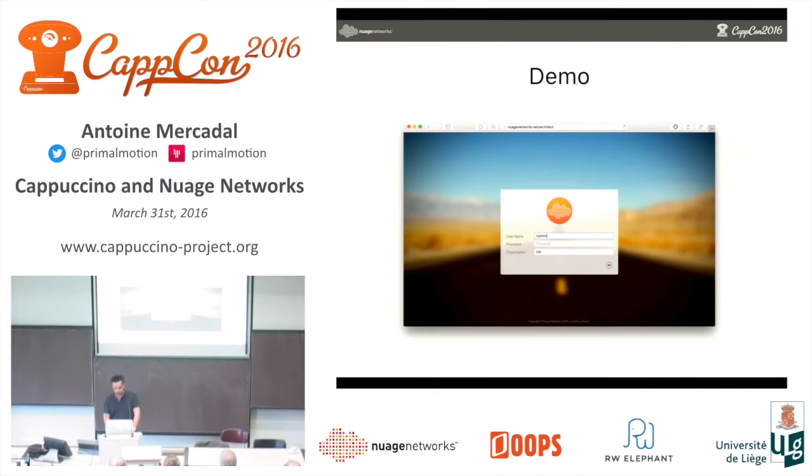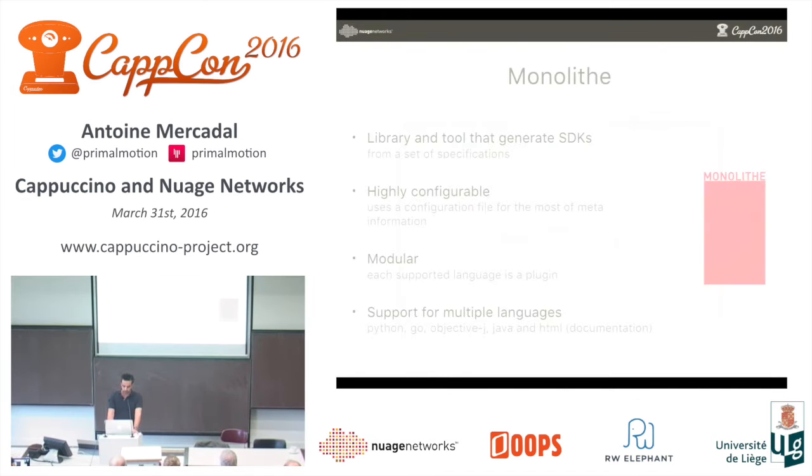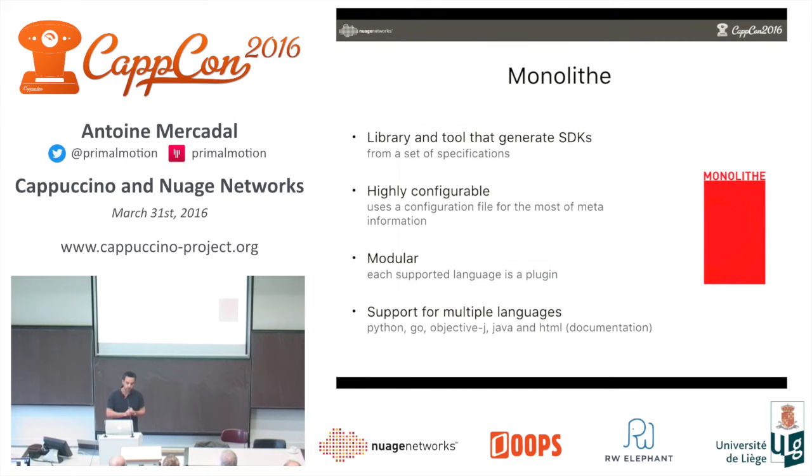Okay. So that was the architecture of the UI of VSD. Now we're going to diverge a bit from the Cappuccino world and go into our process to communicate with our backend. The API of Nuage is pretty big. We have more than 140 different objects, which is a big API, and we need to be in sync between the front end, the back end, the QA, and everybody.